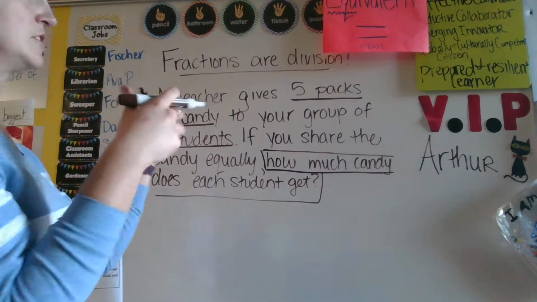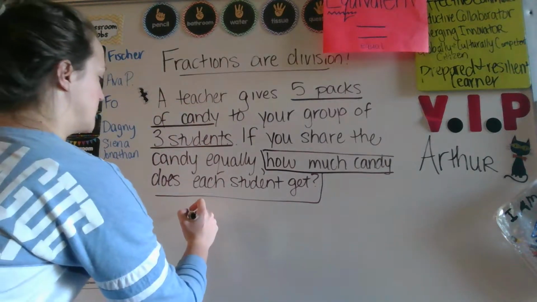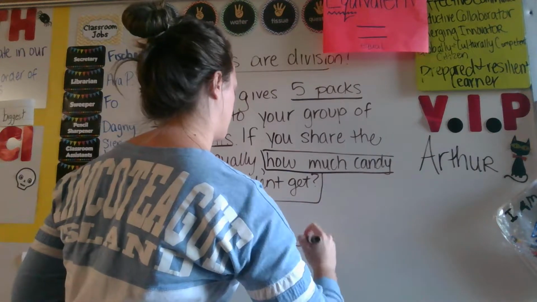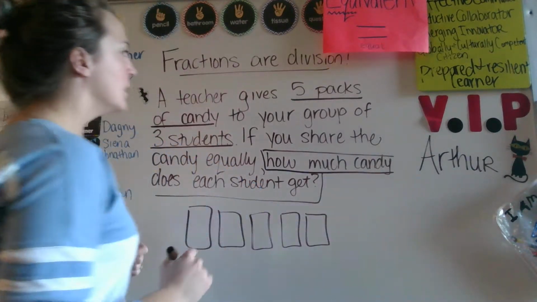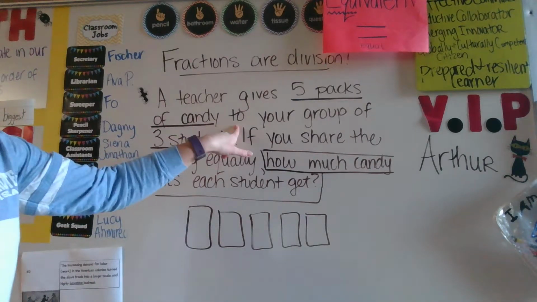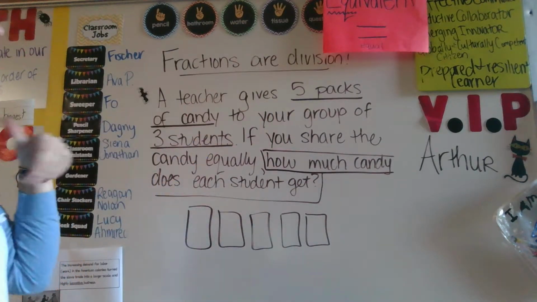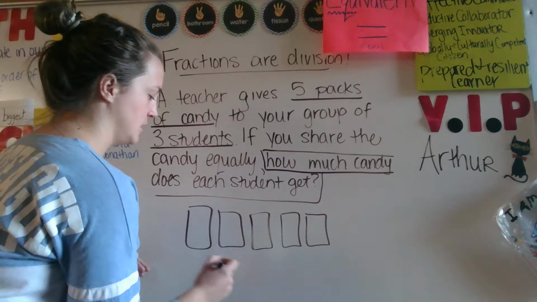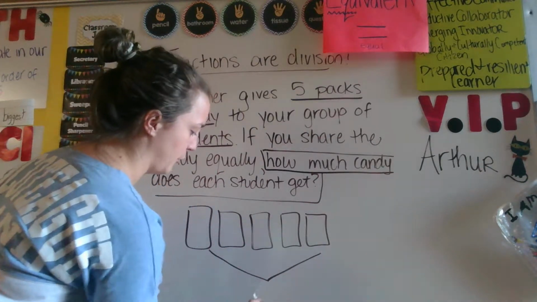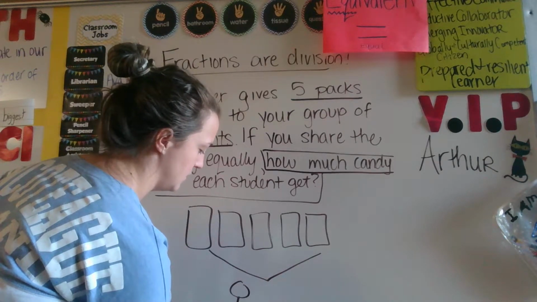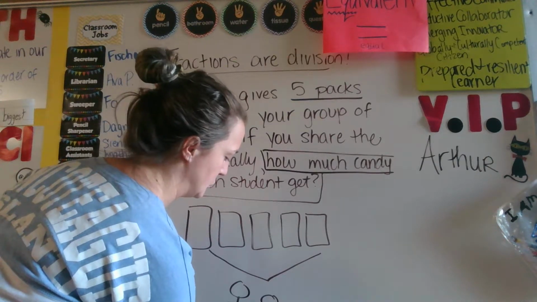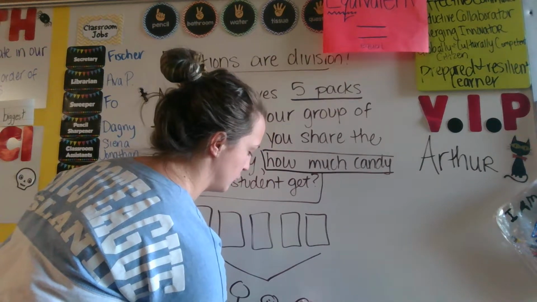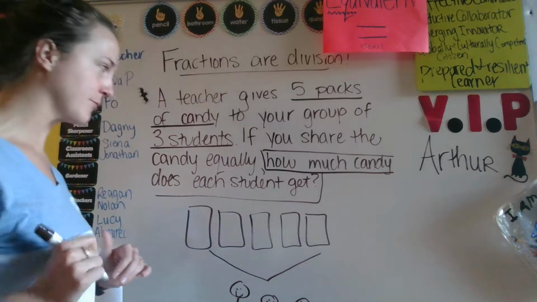I think the teacher is giving 5 different packs of candy. So I'm going to draw my 5 packs of candy. Super artist here. And she's giving it, or he's giving it, to your group of 3 students. So I'm going to draw, all of this is going to go to 3 students. 1 student, 2 students, and the 3rd student. Of course, you've got to put little smiles on their faces.